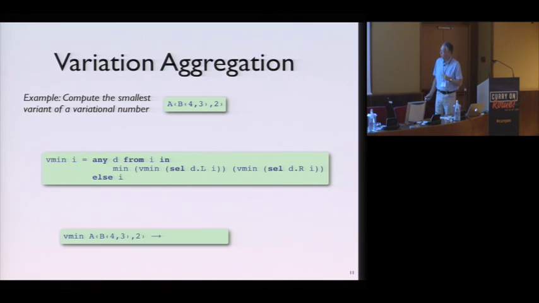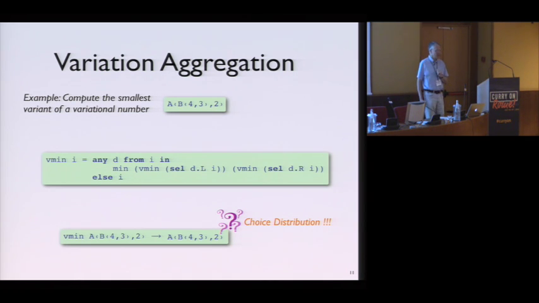So we can try to apply this vmin function to our variational value, right? And so what is the result? What do we get? Well, we do not get 2. Surprise, surprise, we get the original value back. Well, why is that? Well, this is because of this principle of choice distribution that I mentioned before, which is built into the language. So vmin, without doing anything else, will be simply distributed to all the alternatives and compute the identity for each plain number.